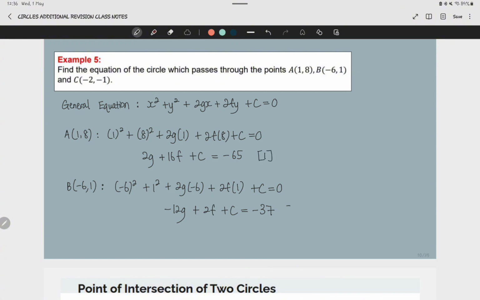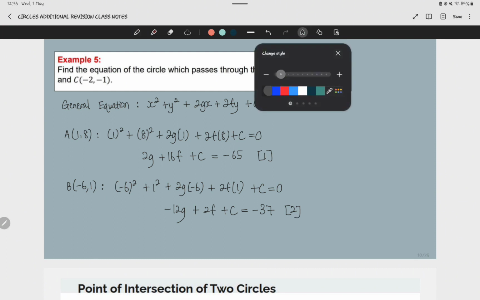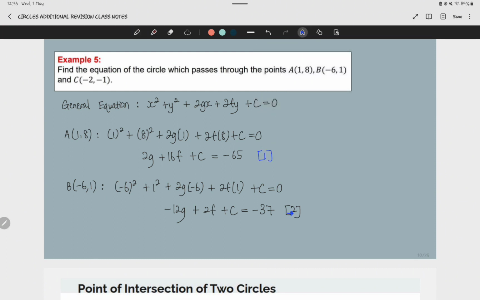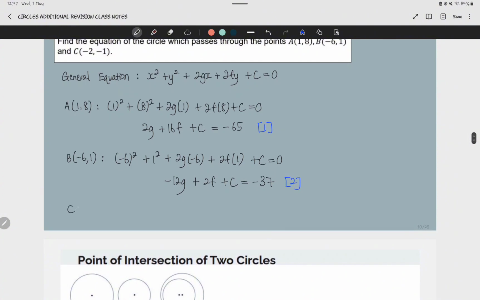First equation. Second equation. Okay, I like using different colors. Okay, no problem, I'll use another color. Okay, blue. First equation, second equation are done. So for the third equation, same. C, negative 2, negative 1. Substitute the values, negative 2 squared plus negative 1 squared plus 2gx plus 2fy plus c equals 0.